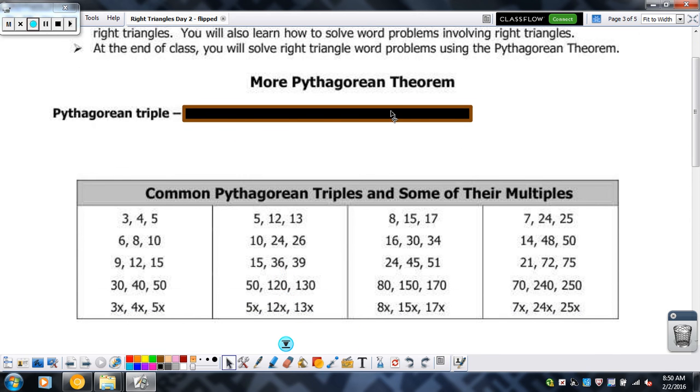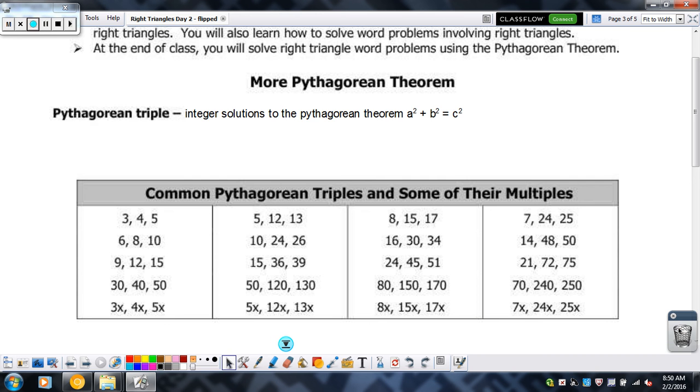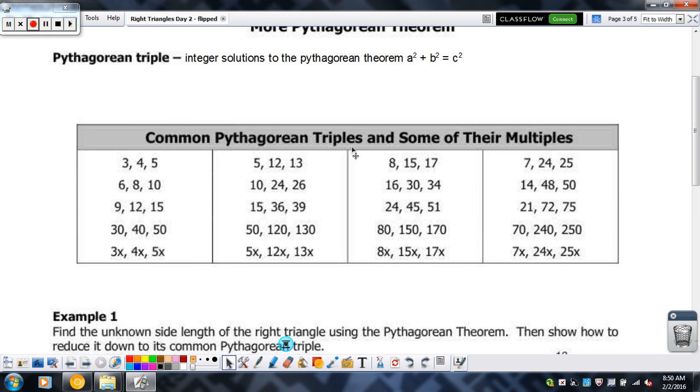First off, the definition of a Pythagorean triple is that it is an integer or whole number solution to the Pythagorean theorem, a squared plus b squared equals c squared. That means you'll get no decimals, no radicals you have to reduce. They'll be whole numbers. Here are some common Pythagorean triples.